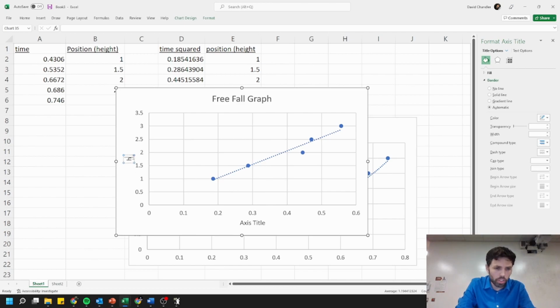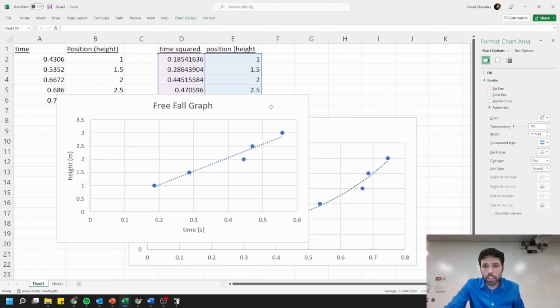This is height, or you can say position, either way, same thing, in meters. And this down here is going to be time, in seconds, of course. And then we want to add our trend line. This one's going to be linear. This one will be curved.